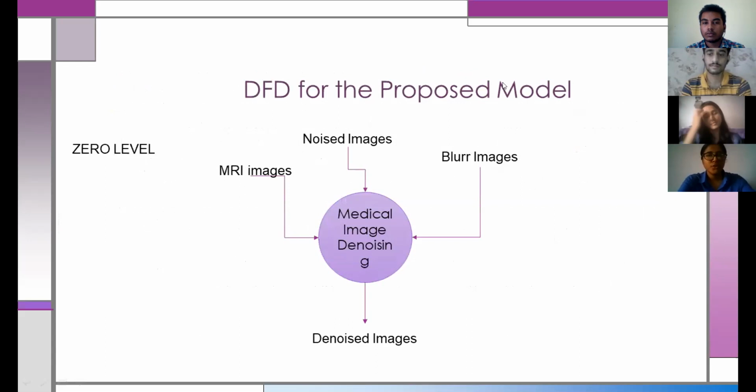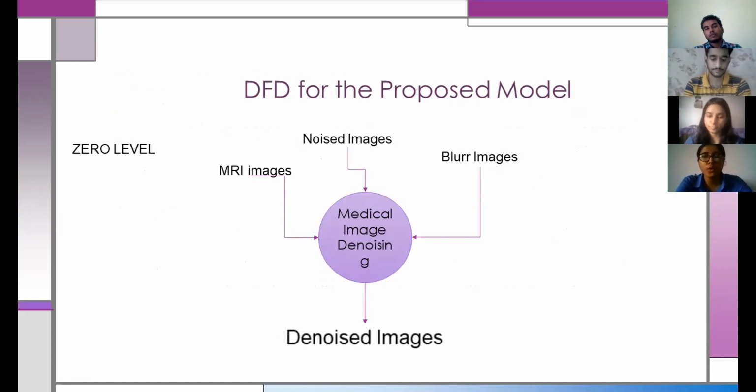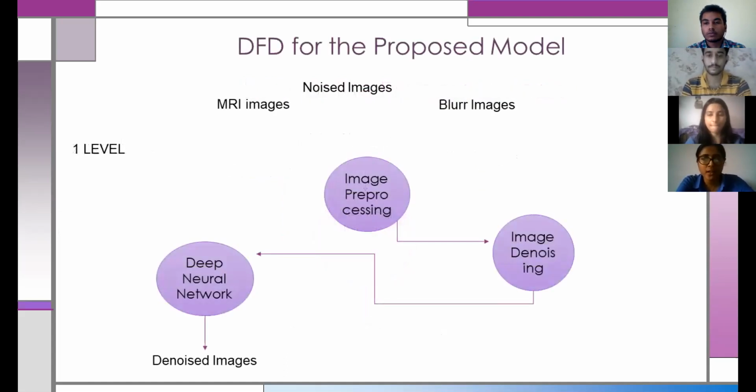Okay. So here, as you can see, this is the data flow diagram of our proposed model, where we have shown a zero level DFD, in which the image which is corrupted by noise is passed through a medical image denoising technique, by which we are denoising the image. Coming to the first level DFD, next slide.